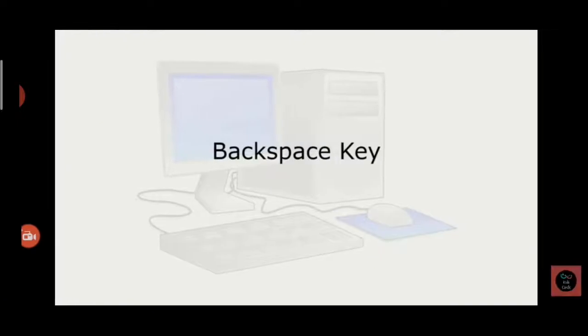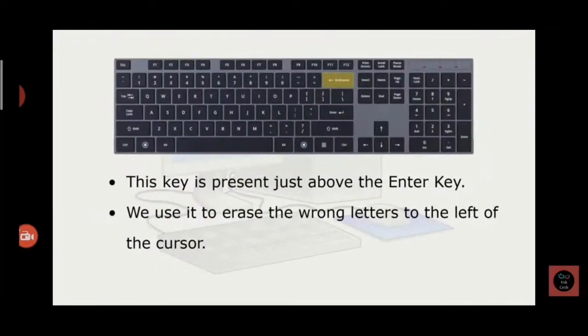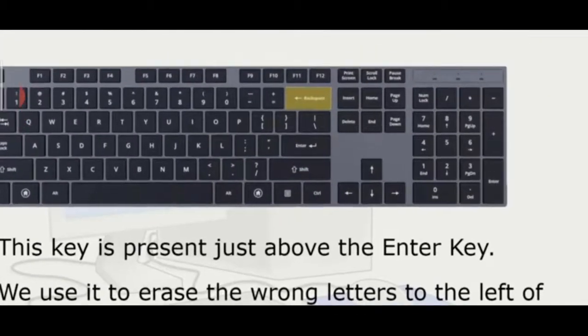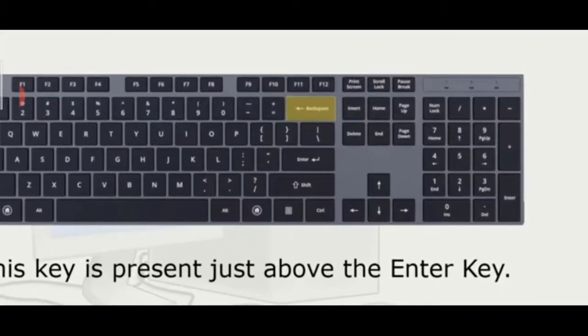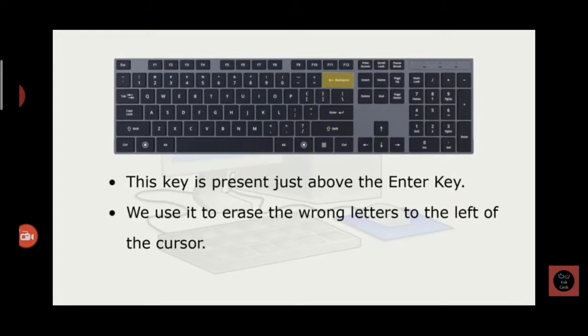Next one is the backspace key. Now what is the use of the backspace key? The backspace key is present just above the enter key. Here you can see in the picture the highlighted key is the backspace key and it is present just above the enter key. We use it to erase the wrong letters to the left of the cursor. So if we want to erase a letter from the left side, we use the backspace key.